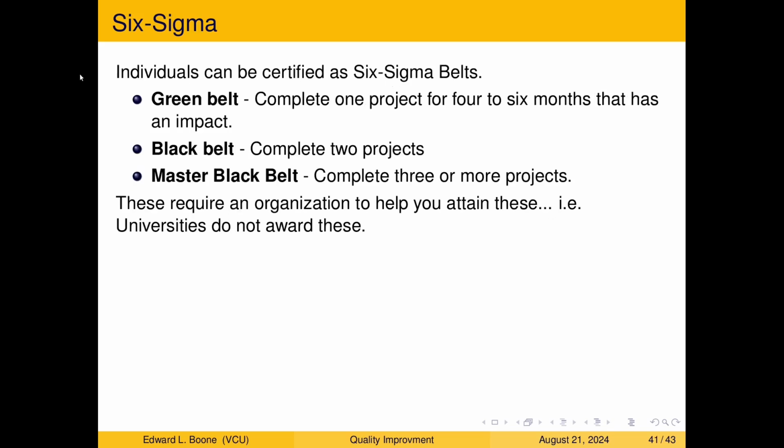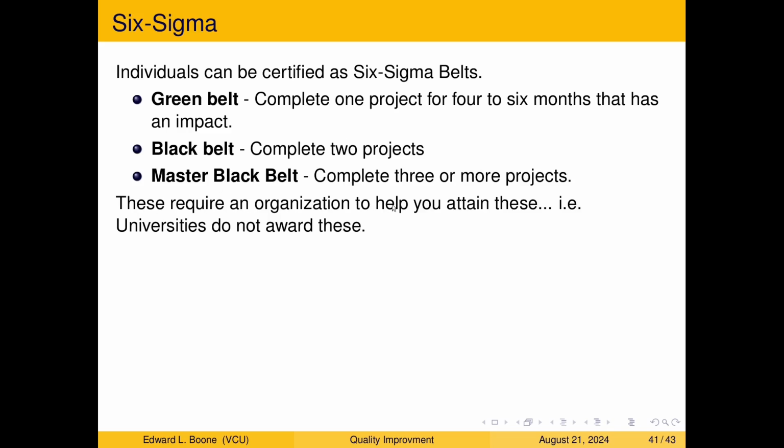Individuals can be certified as Six Sigma. They're called belts, like in martial arts. They have a green belt, and you would complete one project for 4 to 6 months that has an impact on a company. So it has to have an impact. A black belt typically will complete 2 projects, so you've been through this process once. A master black belt will complete 3 or more projects before they're awarded what's called a master black belt.